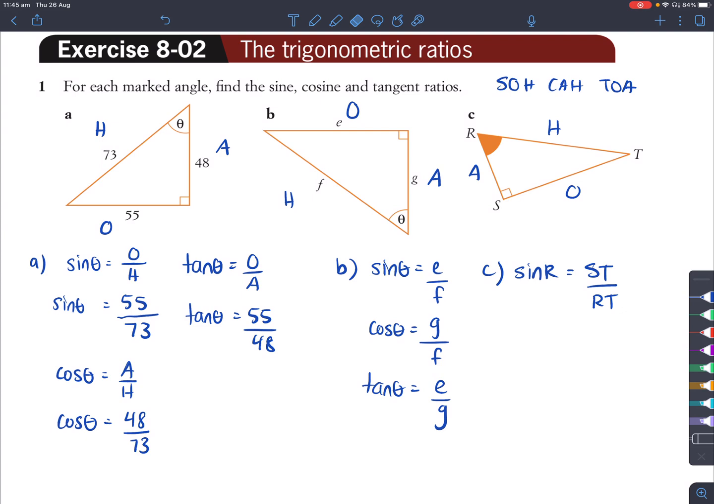Cosine R, in this case, if you look at the mnemonic, is adjacent over hypotenuse. So the adjacent side is RS, and we'll put that over RT, which is our hypotenuse. Our tangent ratio is opposite over adjacent. So opposite is ST over adjacent, which is RS. Right, so that's question 1 done. Let's move on.